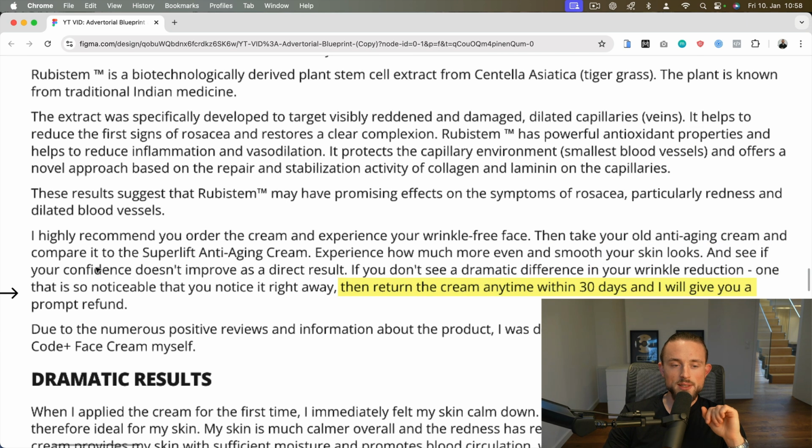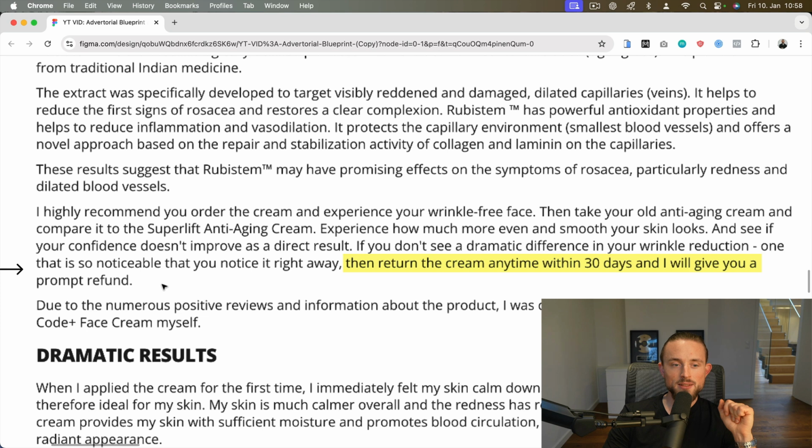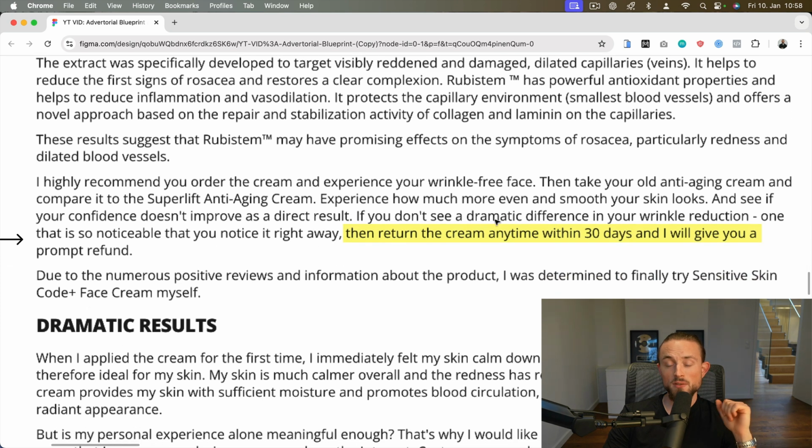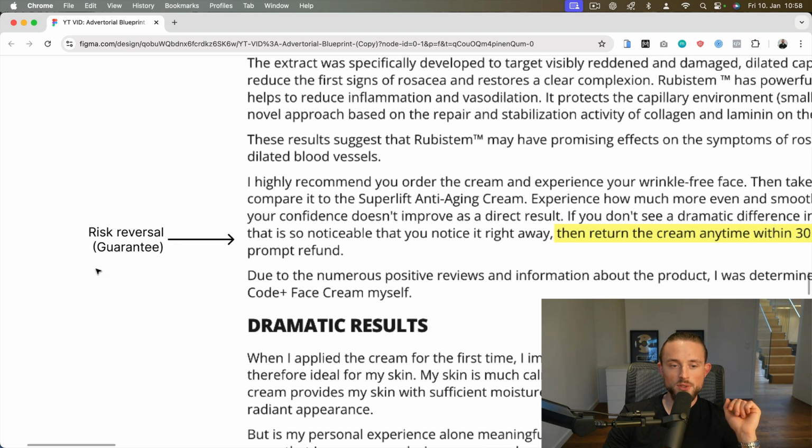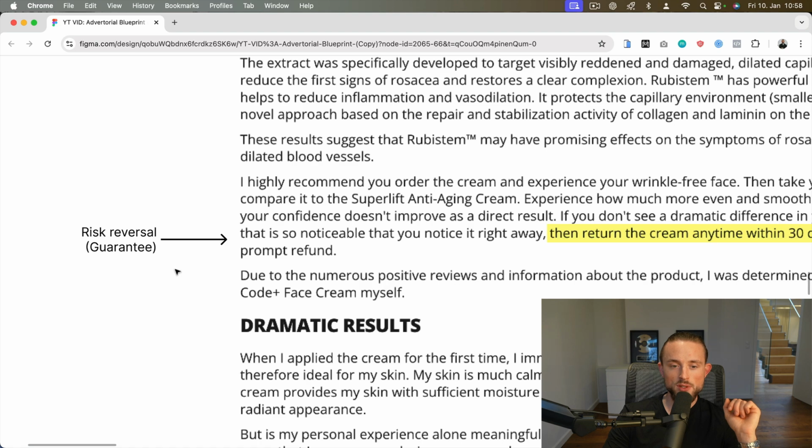I highly recommend you order the cream and experience your wrinkle-free face. Then take your old anti-aging cream and compare it to the Super Lift anti-aging cream. Experience how much more even and smooth your skin looks, right? And see if your confidence doesn't improve as a direct result. If you don't see a dramatic difference in your wrinkle reduction, one that you notice right away, then return the cream anytime within 30 days and I will give you a prompt refund, right? So here we have risk reversal.